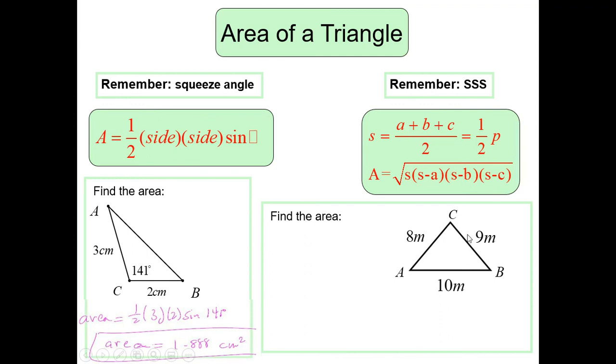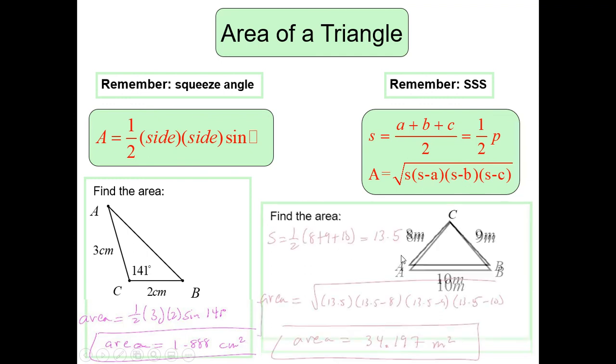All right, let's find the area of this guy here. So the semi-perimeter is 1/2 of 8 plus 9 plus 10, which is going to be 13.5. The area then is going to be the square root of 13.5 times 13.5 minus 8, 13.5 minus 9, 13.5 minus 10. If I plug that into my calculator, and we take the square root of all that, we come up with 34.197 square meters.